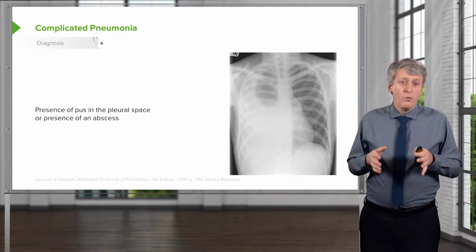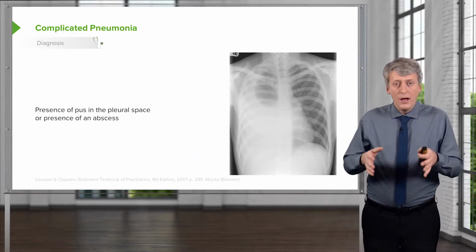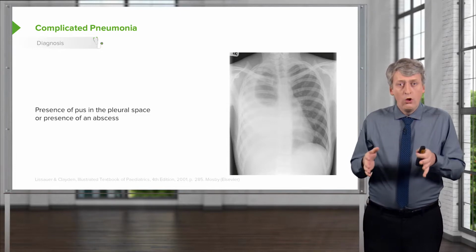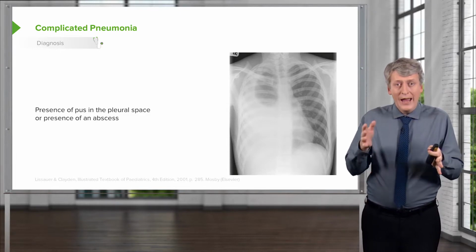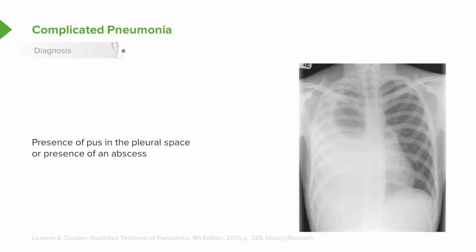Occasionally, the X-ray will pick up this complicated pneumonia we talked about. This is where pus has accumulated in the space between the chest wall and the lung, the pleural space. In this X-ray right here, you can see that this pleural space is remarkably filled with a large amount of pus, and it's going all the way up the side of the chest wall. That's something you want to look out for because this patient here is probably going to be treated differently than a patient who doesn't have this.